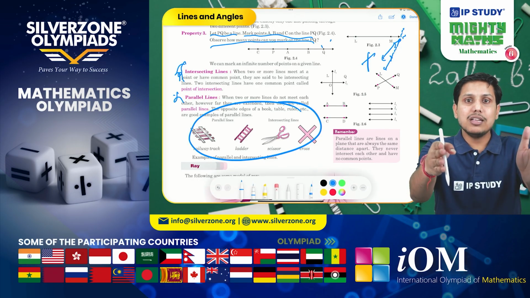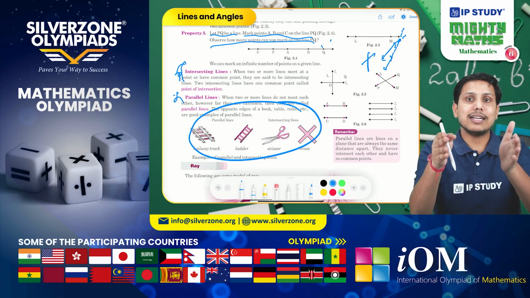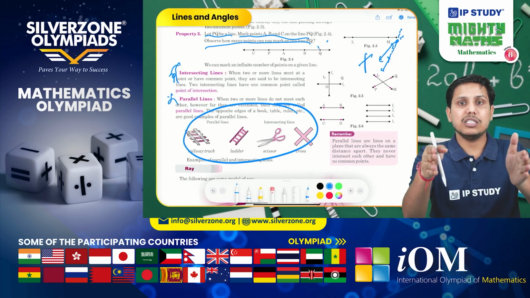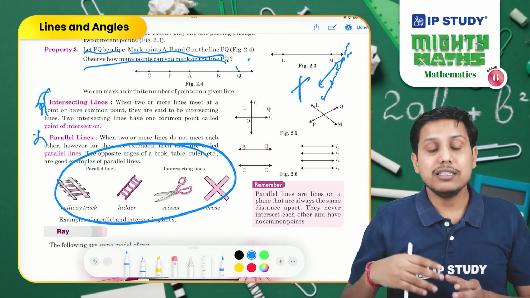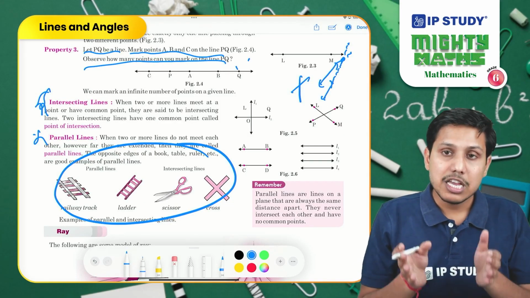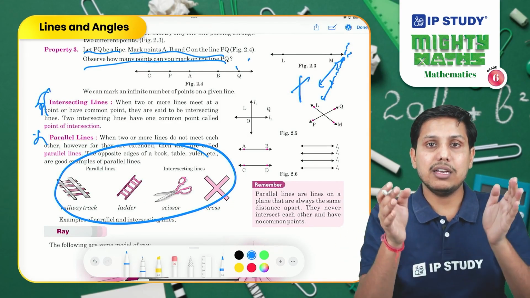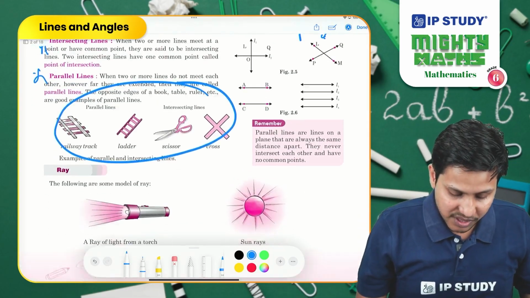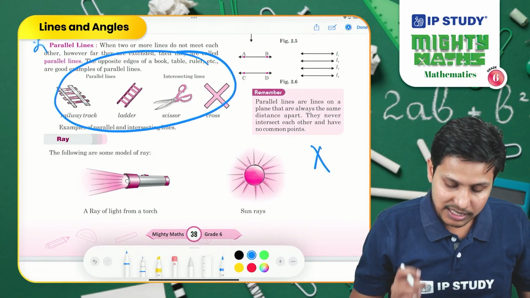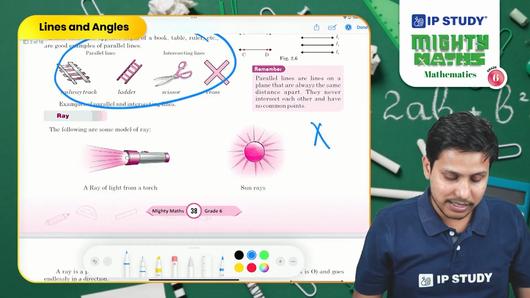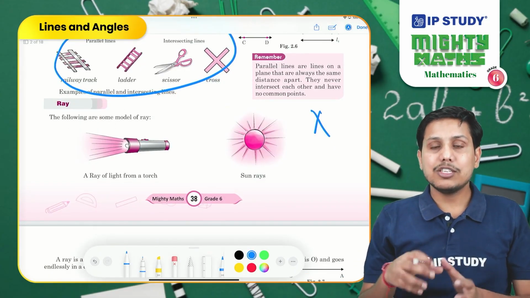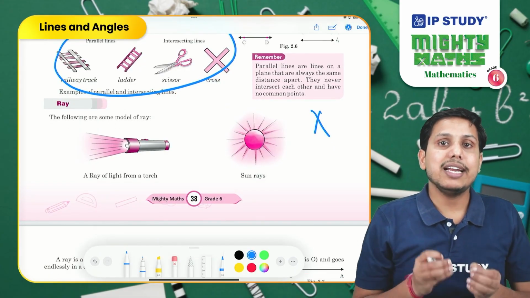So parallels are like this, they do not intersect, they just go parallel to each other. We find these lines in railway tracks or a ladder. They don't meet at any single point, they just go parallelly to each other. Now if you draw a cross, it means it is an intersecting line. So next is ray. It is quite similar to a line, but it has a fixed point.